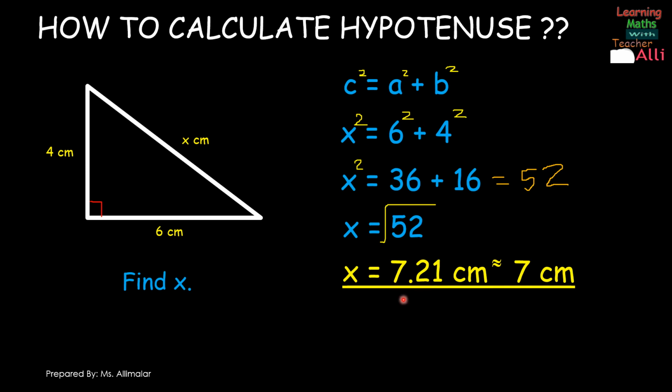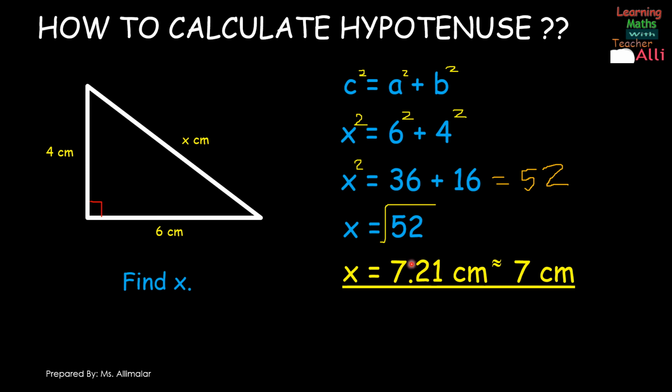You will get 7.21. You will get more numbers there, but please take only the first two numbers after the decimal point. That is your safe side. So we get 7.21 centimeter. You have it in your decimal point. So if you want to remove your decimal point, please round off. Round off, make it 7 centimeter. Clear?